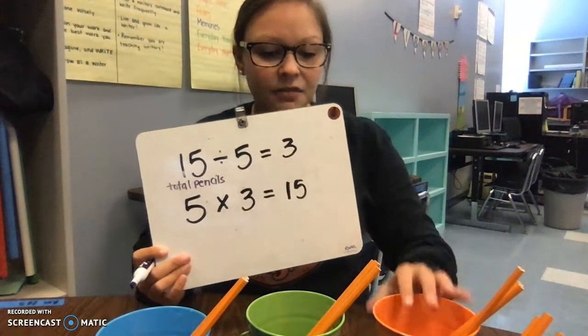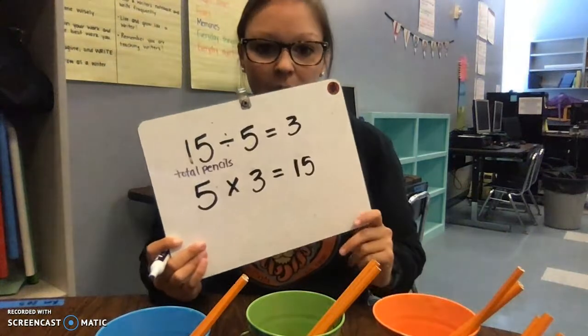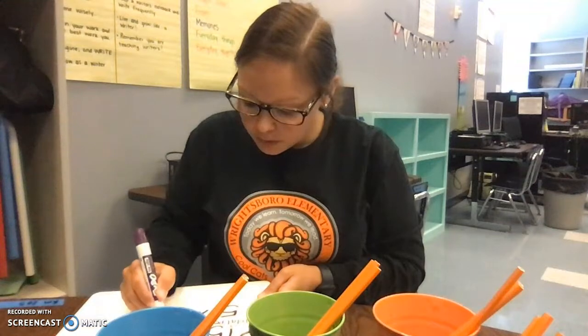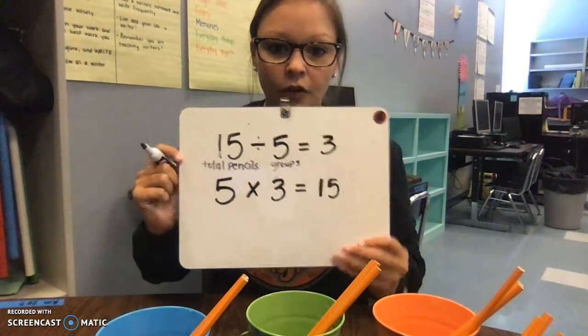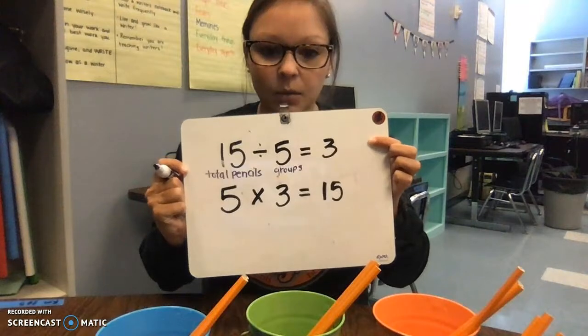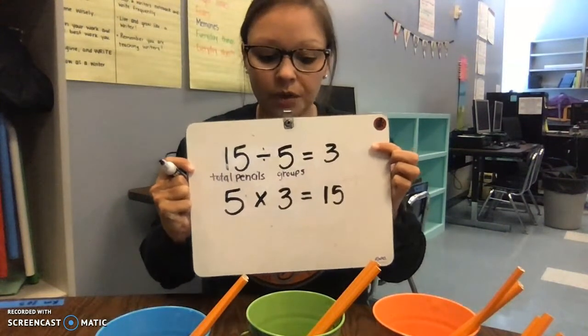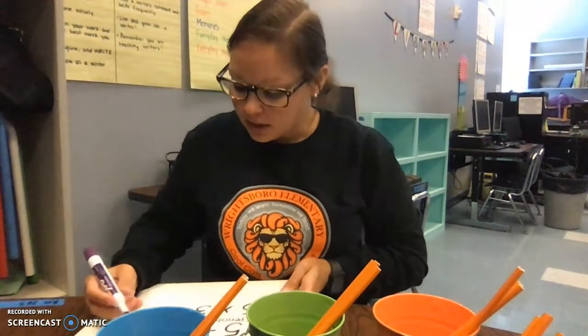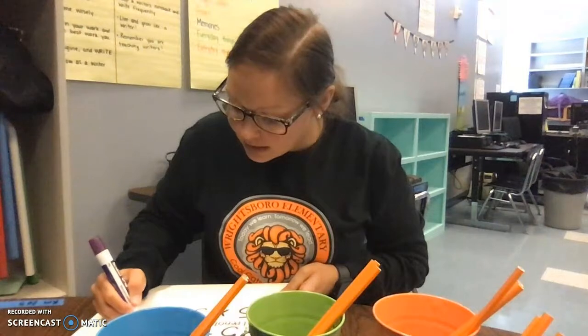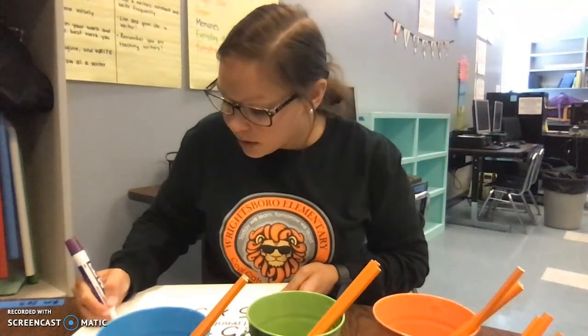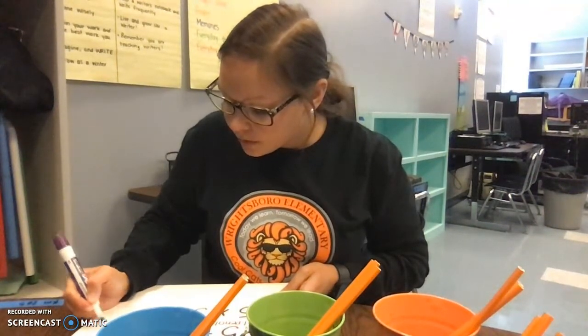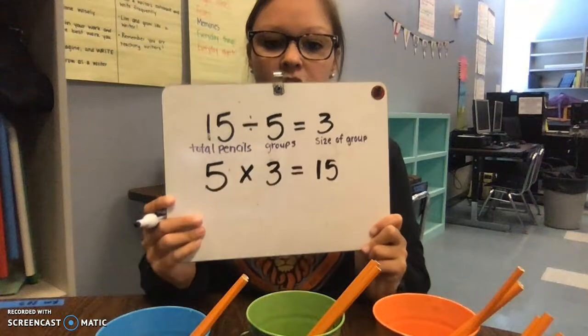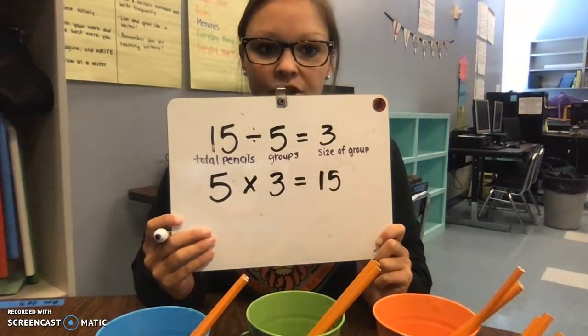I know that I divided them into these 5 buckets, and the buckets are my groups. So I divided them into 5 groups, and I solved for how many were in each group. So we figured out there were 3 pencils in each group. So this is the size of the group, or the number in each group. So I just labeled my division equation.